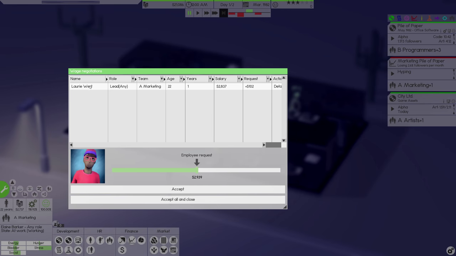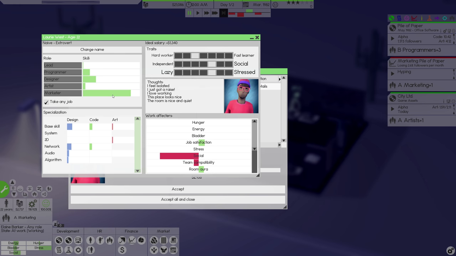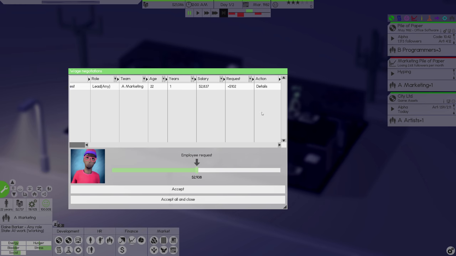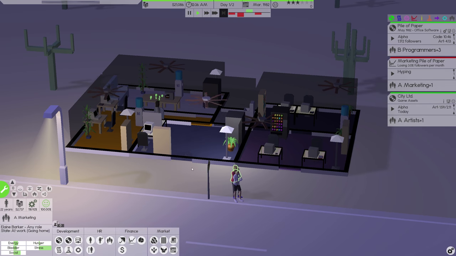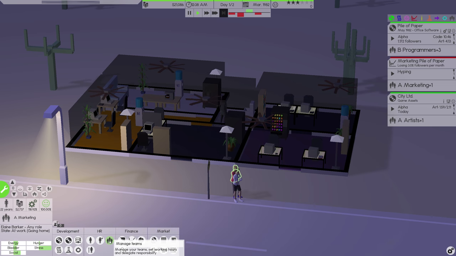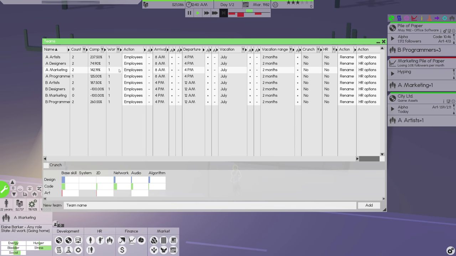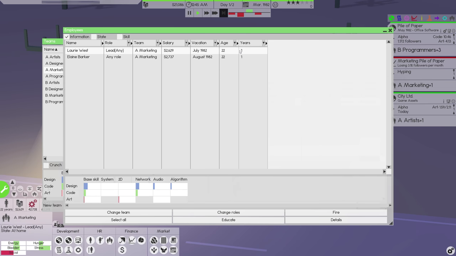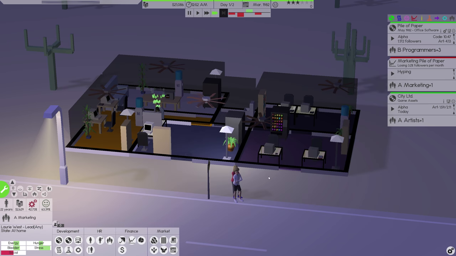Wait, you want another? No, absolutely no. Accept and close. Nope. I don't know. Nope. Actions. Details. What can I do? You're a problem. You know what? Did I reduce it now or what happened? Because I just hit accept. But to be honest, it's probably gonna be fine. Hmm. Looks good. We're gonna see.